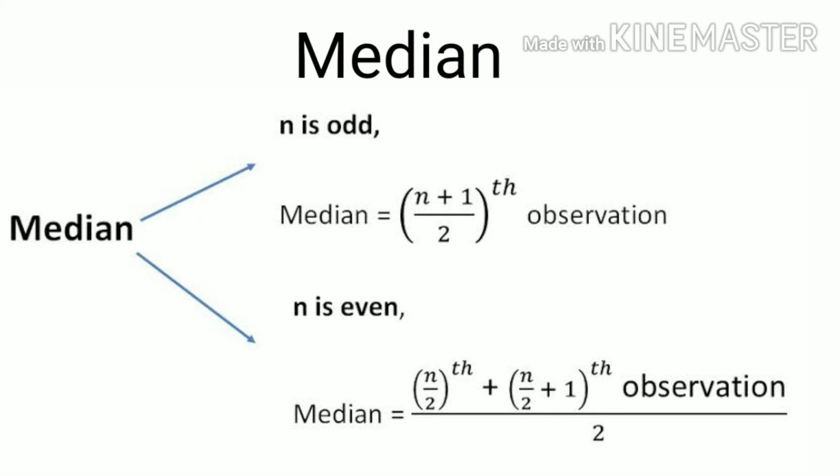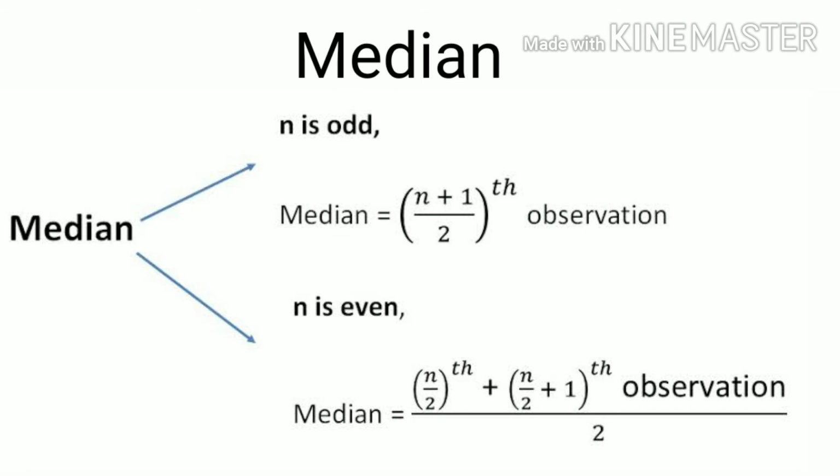That is, in the place of n we have to put the number of data, how much number of data is there. If the number of data is 9, then we have to put 9 plus 1 by 2, that is the fifth number of observation. In the total observation, the fifth number value will be the median.